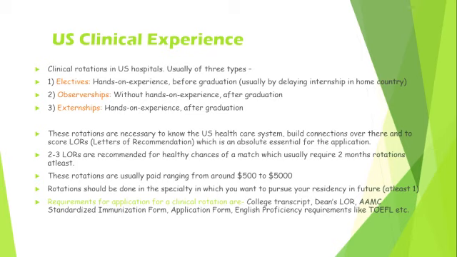First is electives, second is observerships, and the third one is externships. Now I'll explain all three of these. First, electives. Electives means hands-on experience, and the primary condition to get these rotations is that you should not have graduated. That means you can only get these electives before graduation. So for doing these, you have to postpone your internship in your home country for a few months, go to the US, do these electives, and then come back, complete your internship, and then get your degree. Hands-on experience means you can touch the patient, and you can do all sorts of procedures on them.